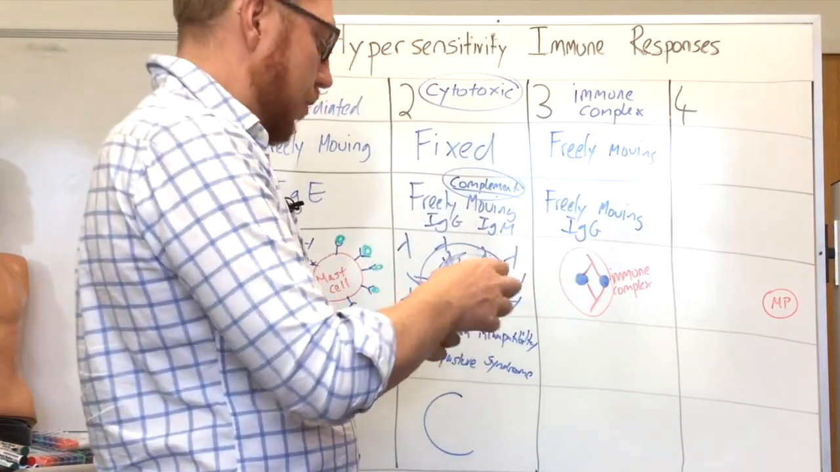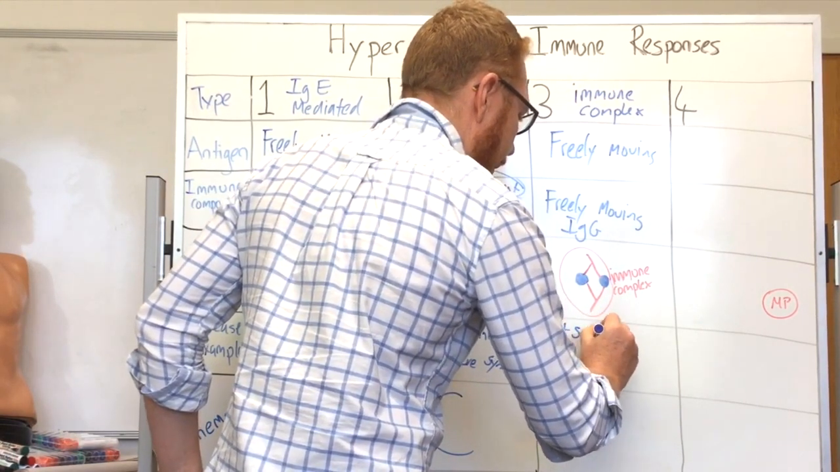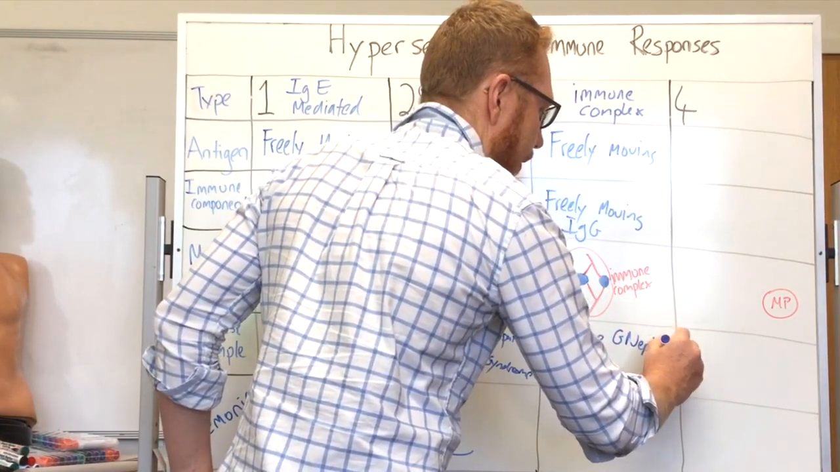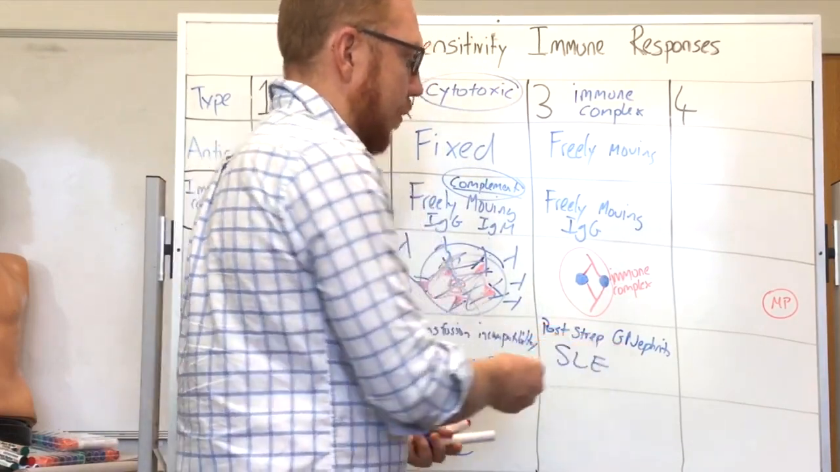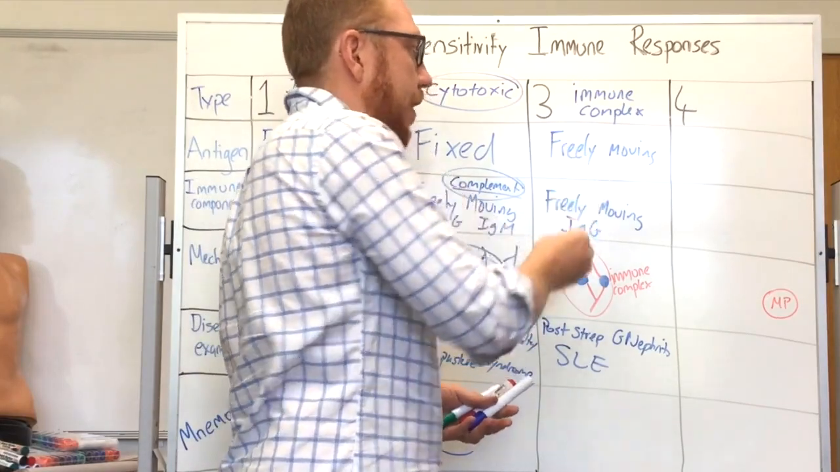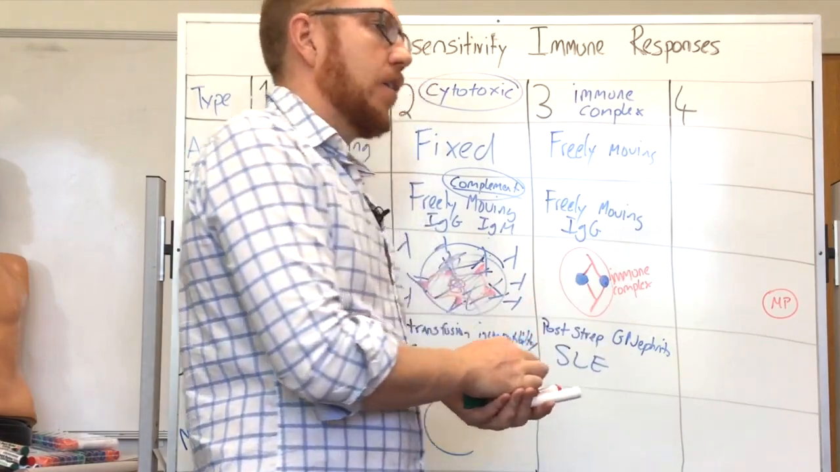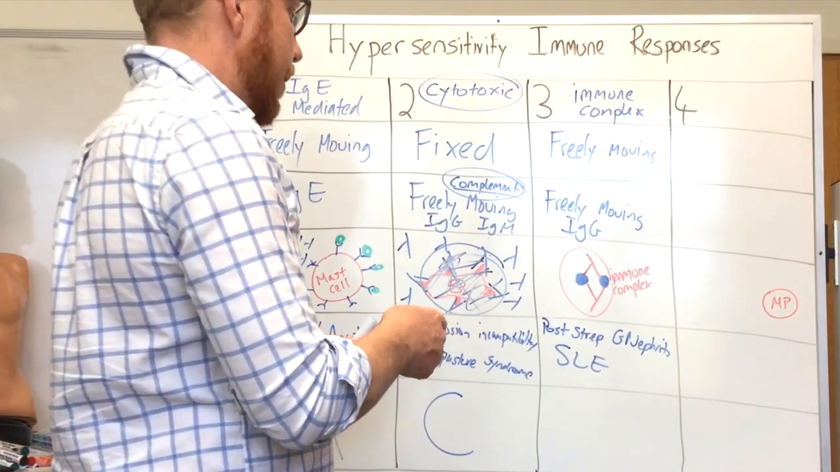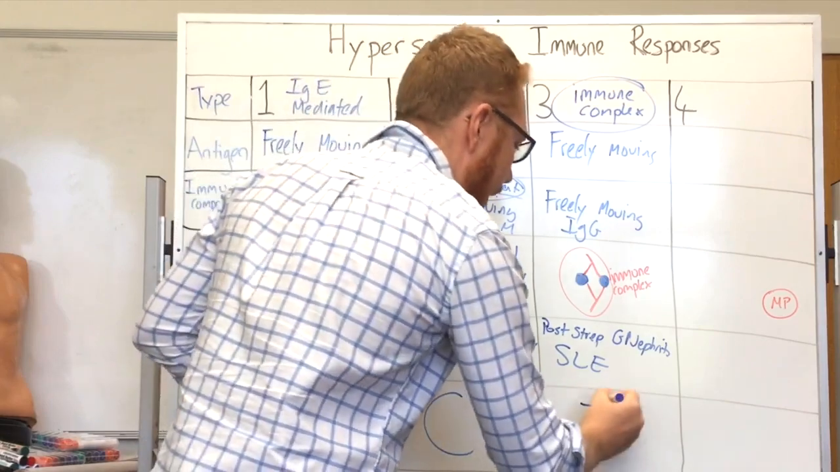And so some examples would be post-strep glomerulonephritis, or SLE, which is a type of lupus. In this case, the antigen is like a DNA or RNA. Your antibody reacts to it, causes a complex, and that can go into certain parts of the body, like the blood vessels, and that's called vasculitis. Now, because this particular one is an immune complex, immune complex driven, we're going to call it an I.